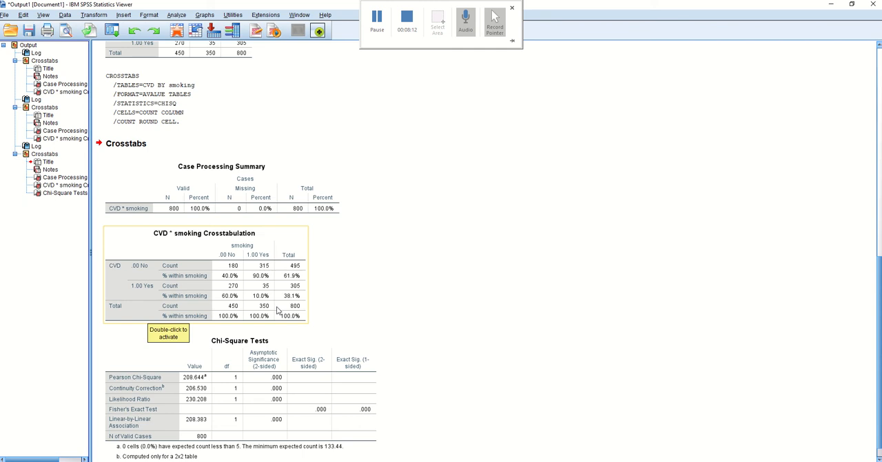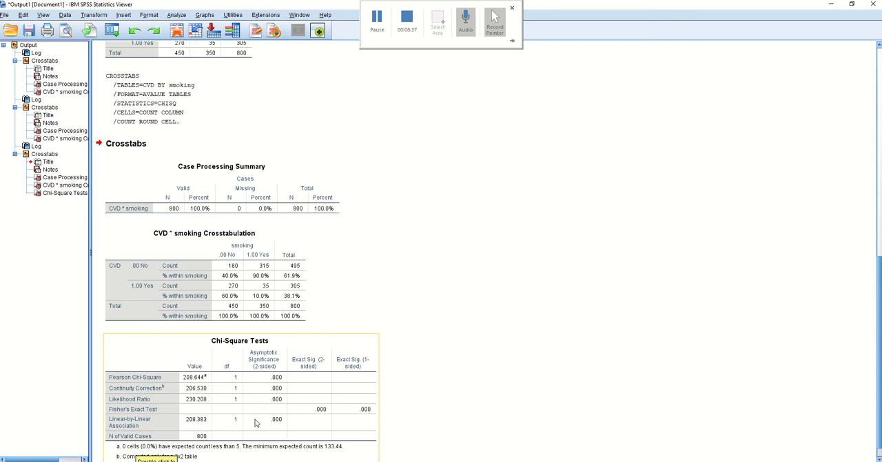Okay, now notice that the table now has more information. As I told you previously, you're going to get the percentages that add up to 100. So 40% plus 60%, they add up to 100%, and 90% plus 10% add up to 100%. And you also have the percentages for the total. Okay. Also, you're going to get the chi-square table, which has a lot of chi-squares.